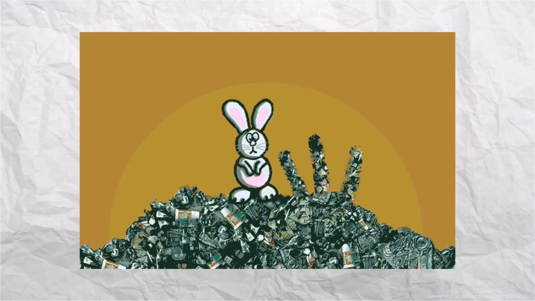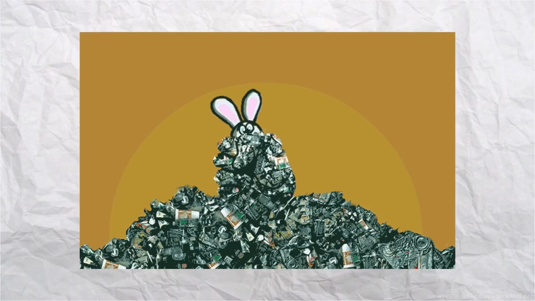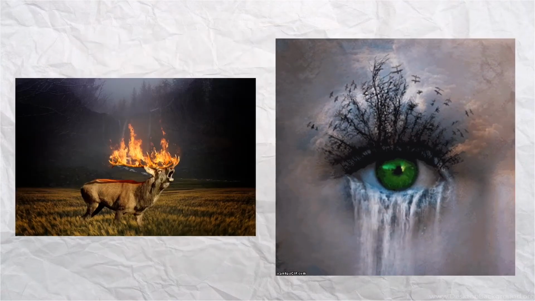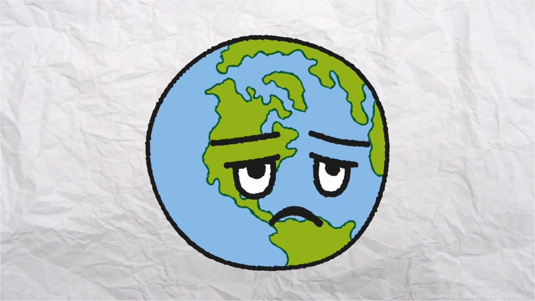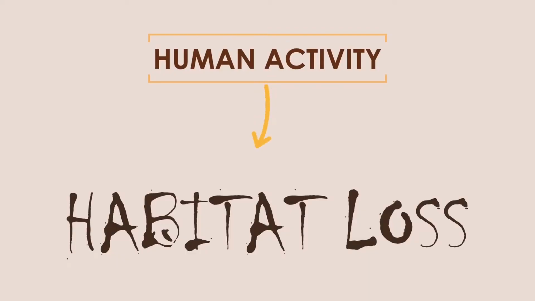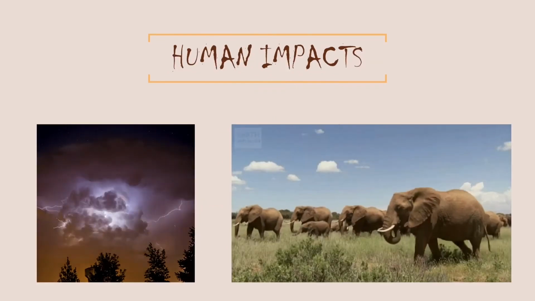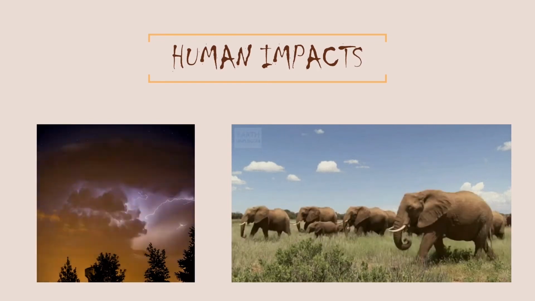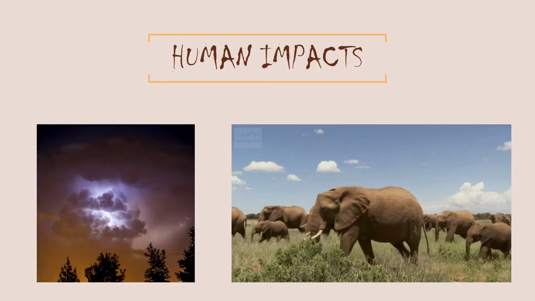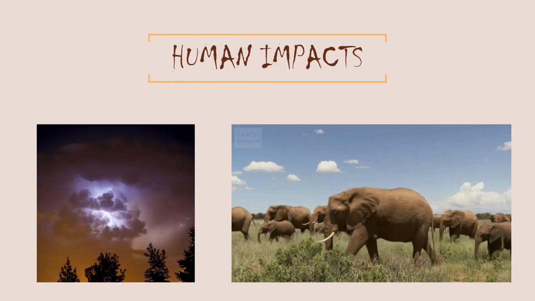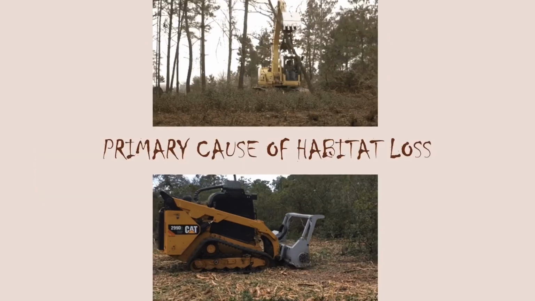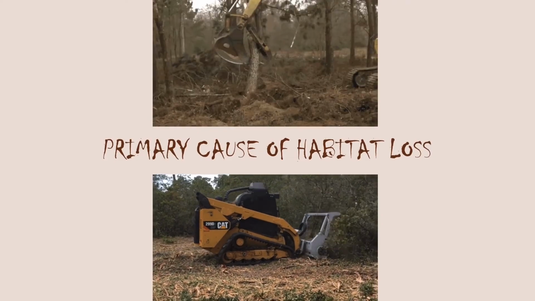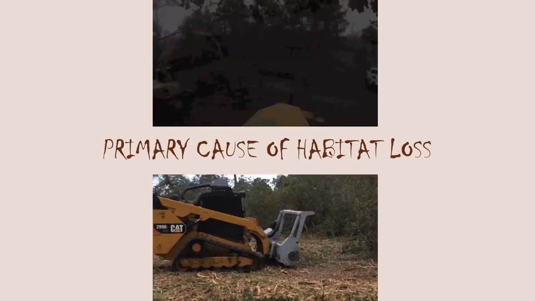Loss of habitat contributes to the irreparable loss of species, weakened ecosystems, and the overall health of the planet and quality of human life. Human activity is by far the biggest cause of habitat loss. At the same time, human impacts on the Earth's climate are radically altering weather patterns and subsequently the distribution and existence of wildlife. The primary cause of habitat loss is the clearing of land for agriculture.